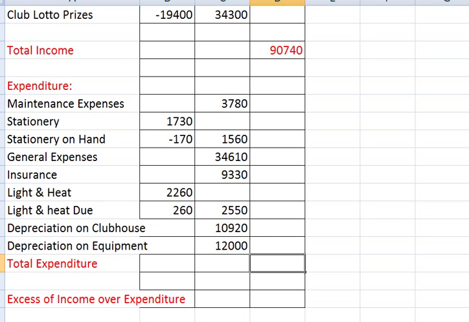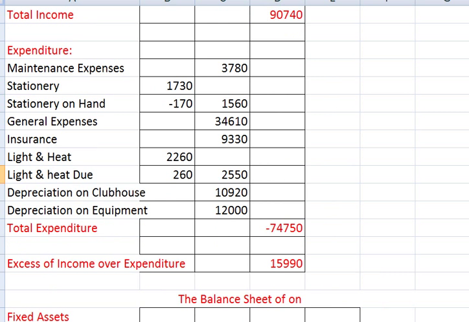Then we total up our expenditure and we get 74,750. So it's clear that there's an excess of income over expenditure, and that's what you call it. You don't call it a profit or a surplus, you call it excess of income over expenditure. If expenditure was greater than income, it would be excess of expenditure over income. Net that off, and we get 15,990 as our excess of income over expenditure.